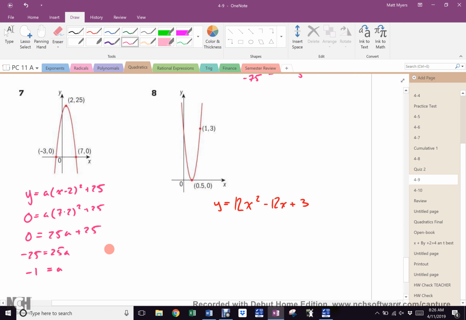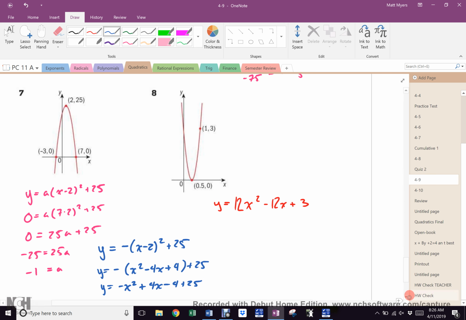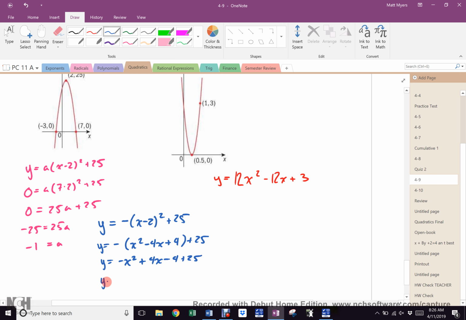So I have, y equals negative x minus 2 squared plus 25, y equals negative x squared minus 4x plus 4 plus 25, y equals negative x squared plus 4x minus 4 plus 25, and then y equals negative x squared plus 4x plus 21. Everybody ready to see 5? Yes.